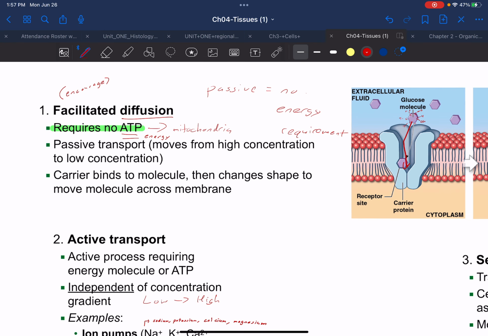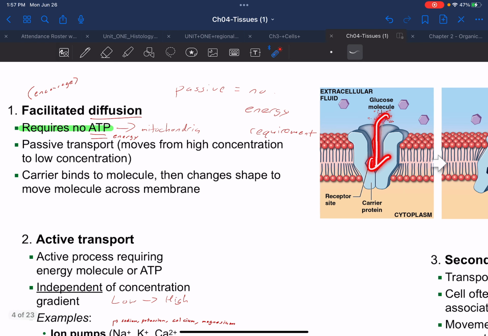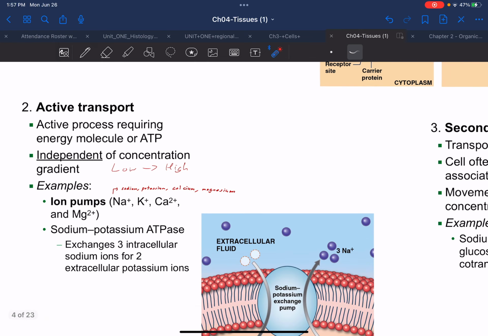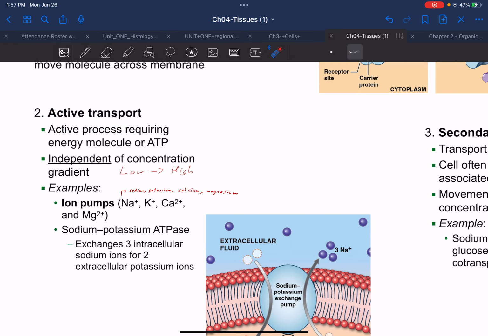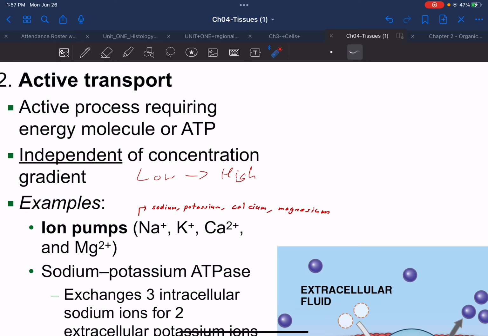And diffusion, again, never needs energy. The universe encourages it. The only thing you can do is facilitate it, speed it up, by creating a larger opening so it can go from high to low faster. Now, active transport is the complete opposite. It is actually going to need energy, so it will use energy, requiring the energy molecule, ATP. It is independent of concentration, and that simply means it doesn't care about high to low.